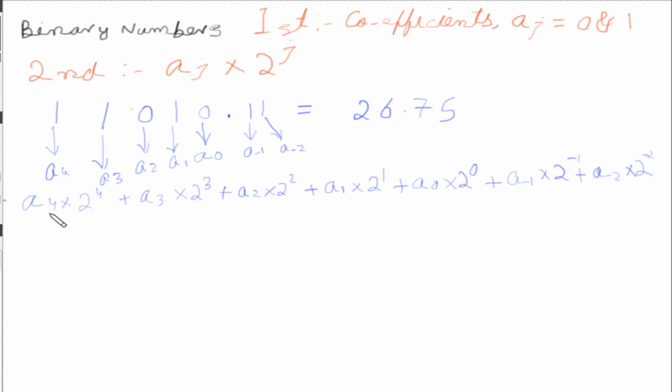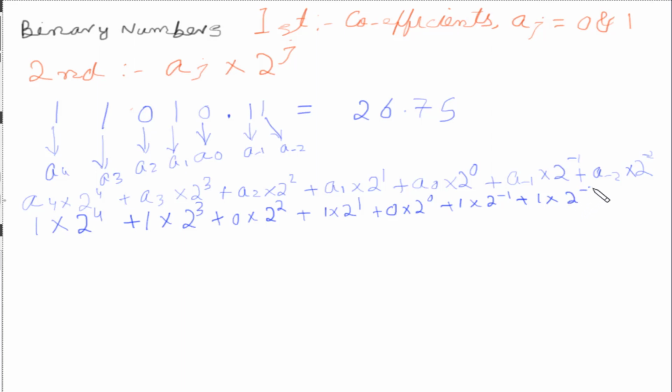Now putting in the values of a sub 4, a sub 3, a sub 2, a sub 1, a sub 0, a sub minus 1, a sub minus 2, and after simple calculation, we will get this result. For a sub 4, I have to write 1, for a sub 3 also 1, so you can see 1 and 2 raised to 3. A sub 2 is equal to 0 and 2 raised to 2, a sub 1 is 1 and 2 raised to 1, plus a sub 0 is equal to 0 and 2 raised to 0, plus a sub minus 1 is equal to 1 and 2 raised to minus 1, plus a sub minus 2 is equal to 1 into 2 raised to minus 2.